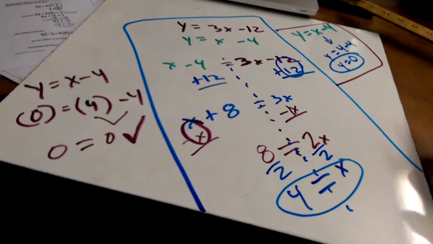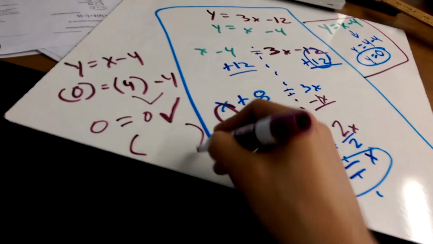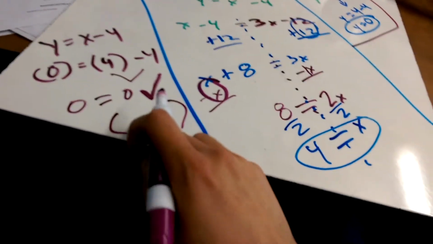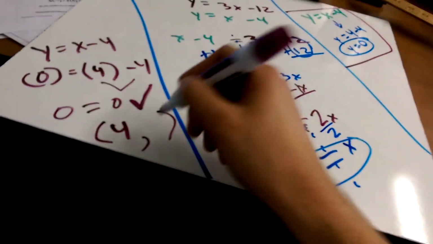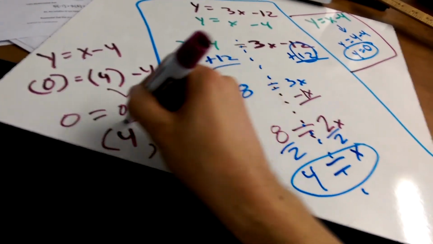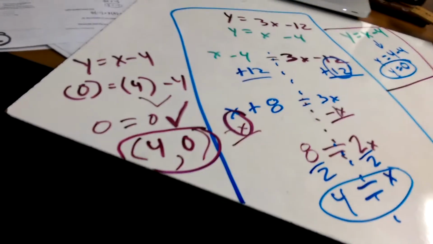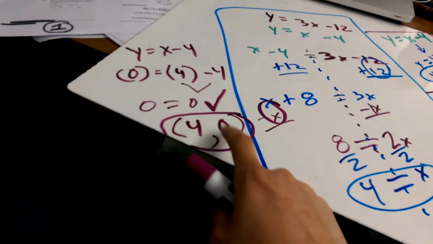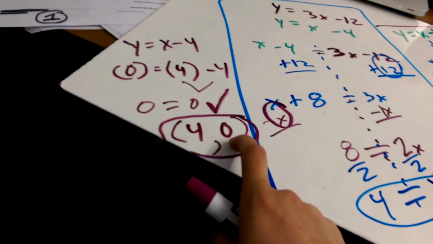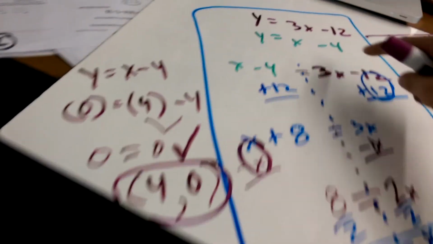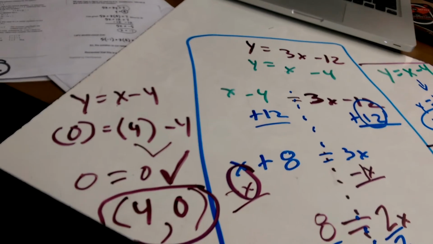So my answer, written as a point, is this. X goes first, so I'm going to put my 4, comma, 0 goes second, because it's my y, xy. So this is my final answer, 4, 0. And remember what this means. 4, 0 means the point. It means the plotted point on the coordinate plane where these two lines cross one another.